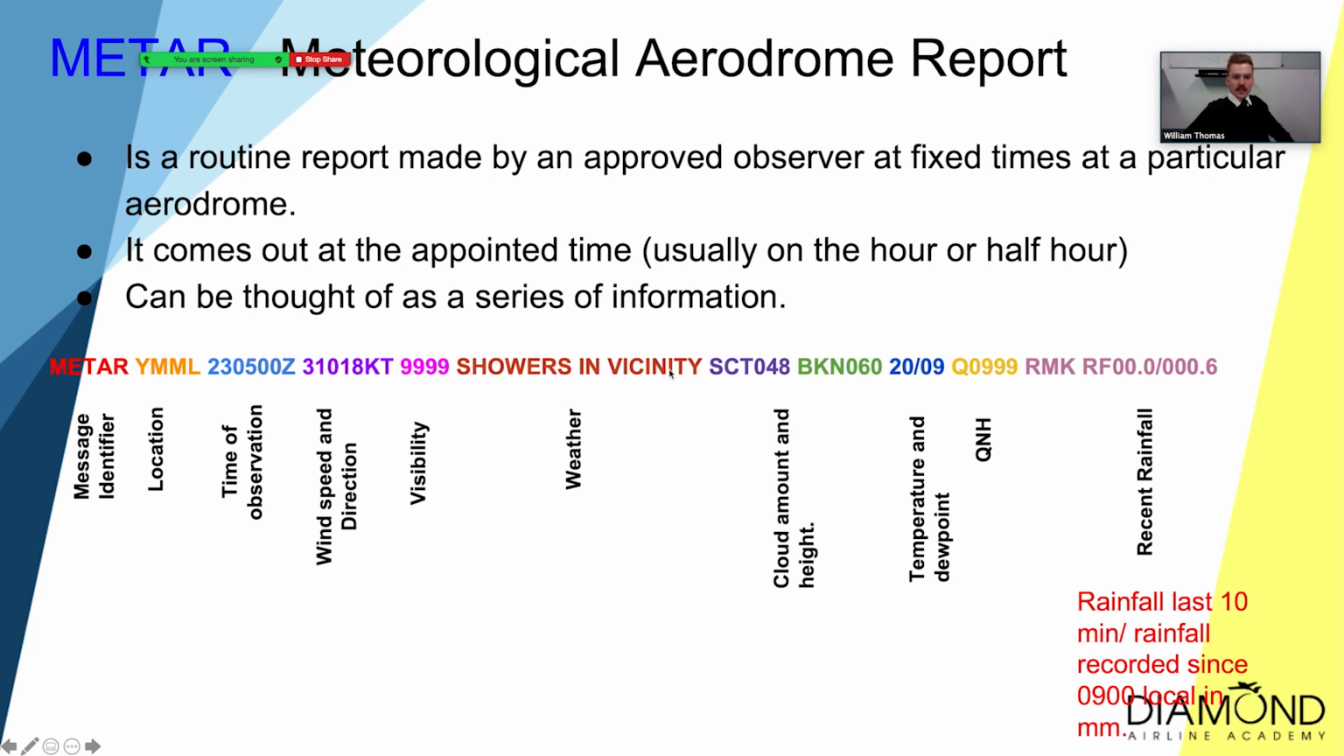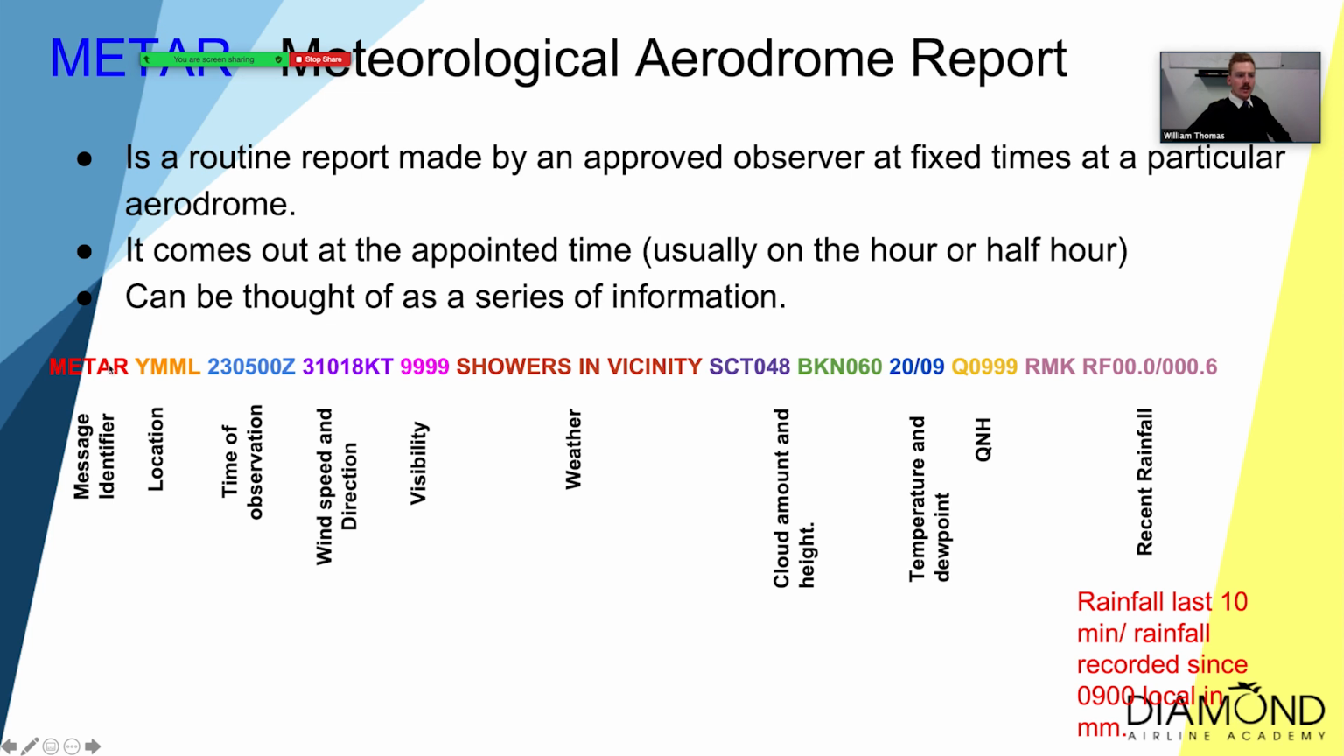Showers in the vicinity. Scattered cloud, base 4,800 feet. Broken cloud, base 6,000 feet. Temperature 20 degrees Celsius. Dew point temperature 9 degrees Celsius. QNH 999 hectopascals. Remarks, rainfall last 10 minutes, nil, rainfall since 9 a.m., 0.6 of a millimetre. So they're the different components.